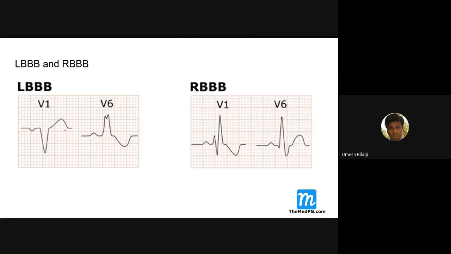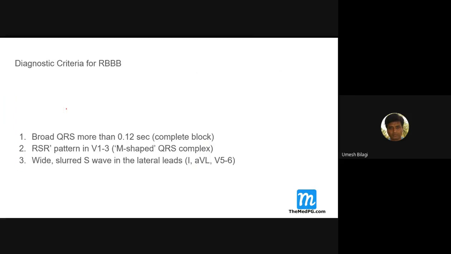So that's the same thing I told here. In V1 it is negative; V1 this is for positive. RBBB means V1 is positive. Lead 1 is negative, lead V1 is negative. Opposite for V6.